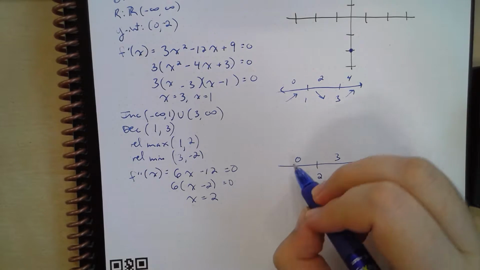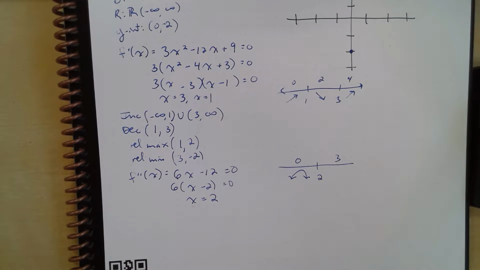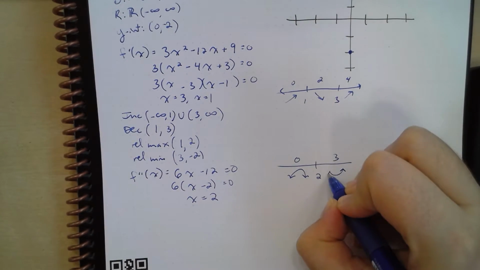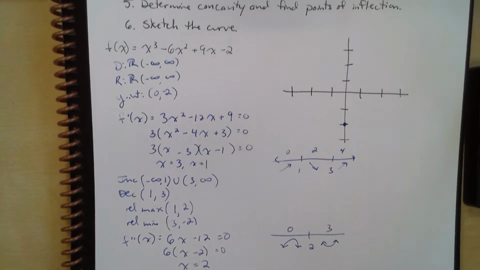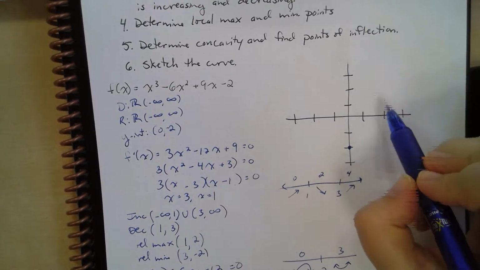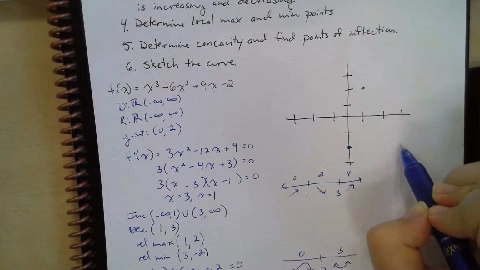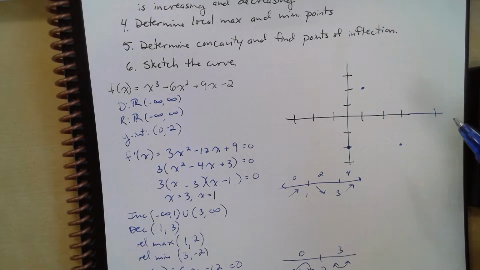If I put in 0, I get a negative 12, so that's concave down. And if I put in 3, I'm going to get 18 minus 12, which is positive, so that's concave up. Okay, so it looks like I can graph this, right? I'm going to put in my relative minimum and my relative maximum. The relative maximum was at (1, 2) and the relative minimum was at (3, -2). I'm just going to extend that graph so we can see it.